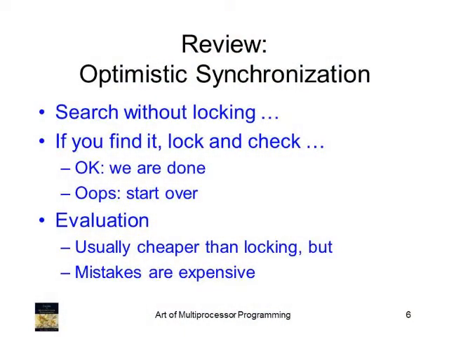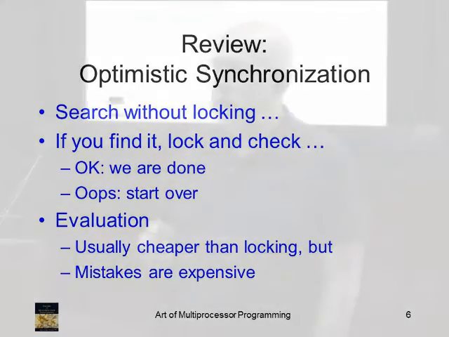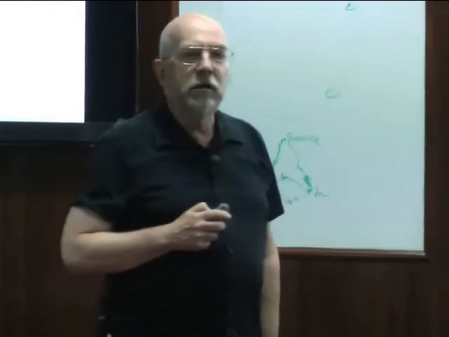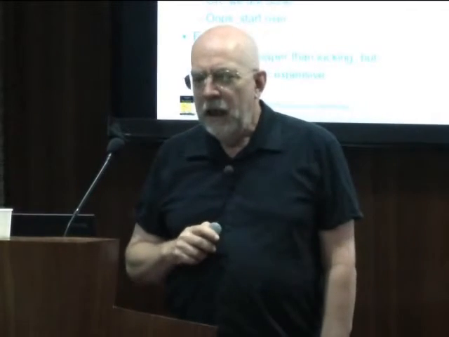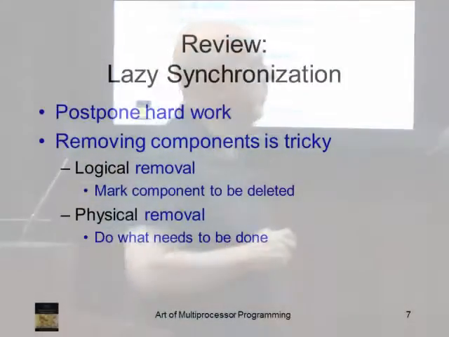The next thing is optimistic synchronization, where you search without locking, and if you find it, you lock and check that what you found is really what you saw. If everything is okay, then you're done, and you found what you were looking for much faster than you would have had you been, what was the phrase, acquiescent? And otherwise, you suffer the penalty of having to do everything over again. So usually this is cheaper than locking, but if there's high contention or if checking is too expensive, then this isn't a great idea.